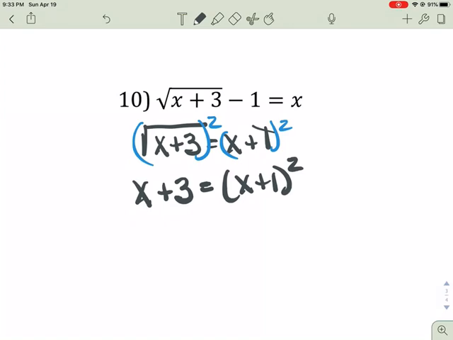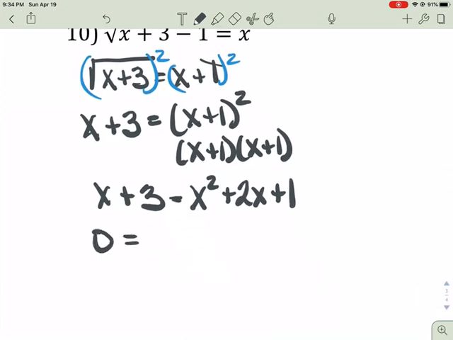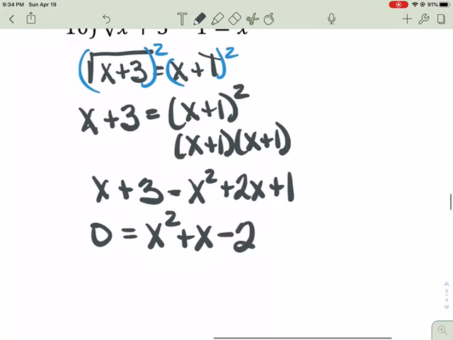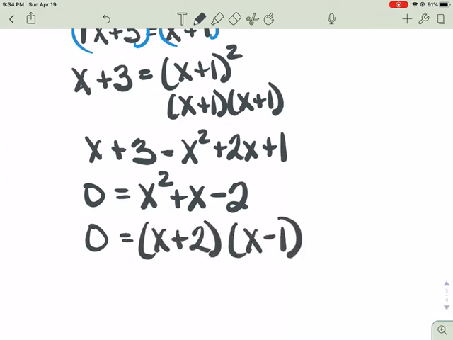Now remember, that means we're going to write it twice and multiply. So that becomes x plus 1 times x plus 1. So x squared plus 2x plus 1 is equal to x plus 3. All right, now it's a quadratic again, so we're going to want to set it equal to 0. So 0 is equal to x squared. I'm going to subtract the x, and I'm going to subtract the 3. So that's going to be plus x minus 2. And again, I think that factors. It does. Again, you have choices of factoring or quadratic formula.